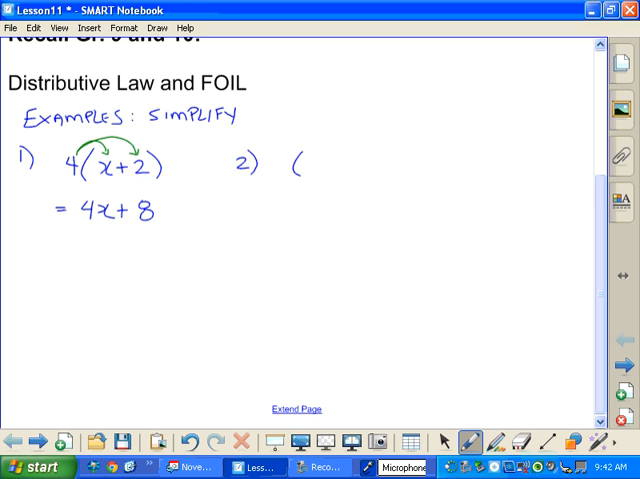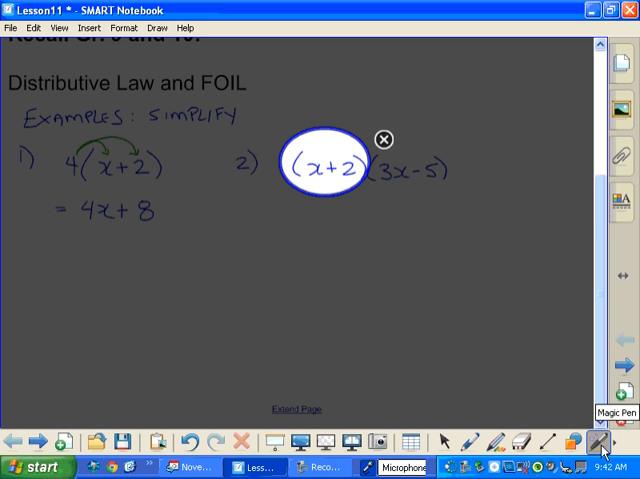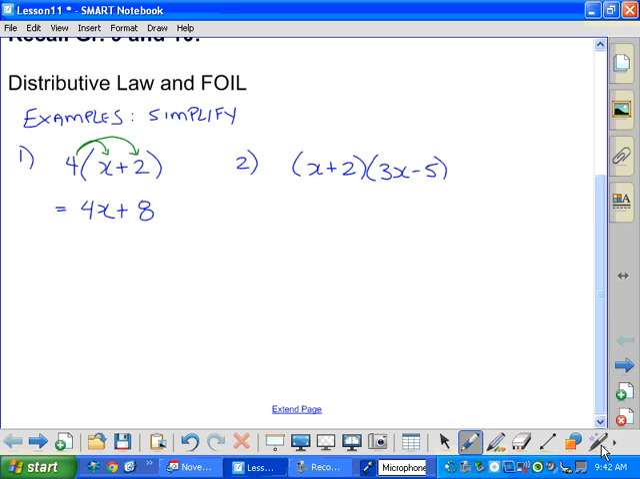And then I'll do a second example with what we call FOIL, or some of you have been taught distributive law just extended, which is fine as well. So (x + 2)(3x − 5). The reason we still call it distributive law is because every term in this first bracket gets distributed or multiplied to the second bracket. So the x will get multiplied to the first term and the second term. The 2 gets multiplied to the first term and the second term.